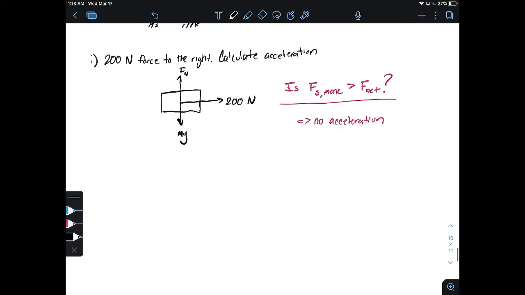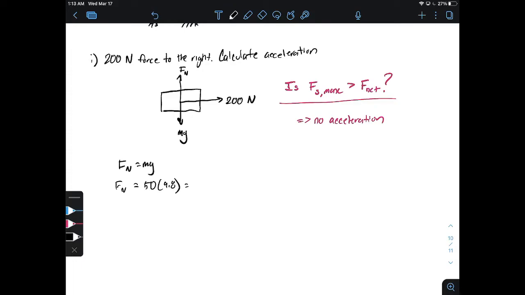So what we need to do is calculate the contact force. Fn equals mg, which is equal to, what was it, 50 times 9.8, which is equal to 490 newtons.